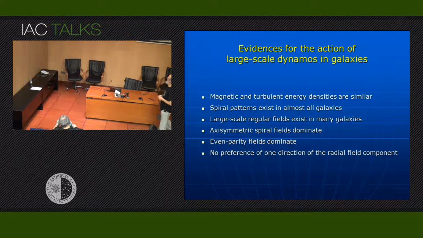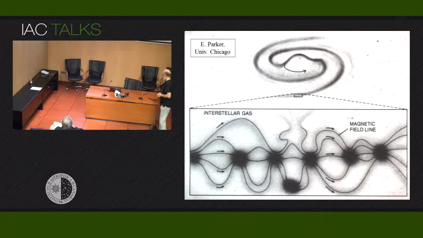So to summarize the dynamo evidence, dynamo has a lot of support. Magnetic and turbulent energy densities are similar. Spiral patterns exist almost everywhere. Large-scale regular fields do exist. Axisymmetric spiral fields dominate. Even parity fields dominate. I have no time to explain this in detail. And as I explained before, there's no preference for one direction of the radial field. So there are almost as many inward as outward. And this is also an indication that the dynamo really works.